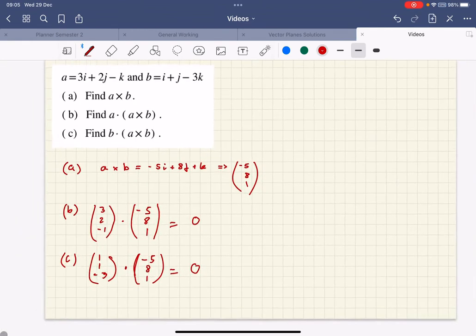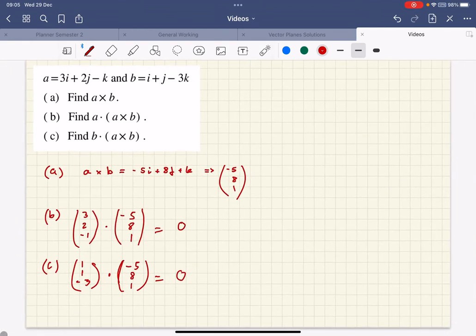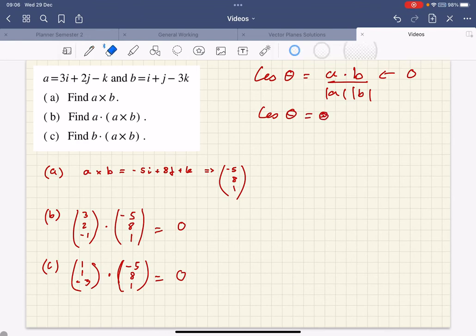Now the significance of this is, if we think back to our formula for finding the angle between two vectors, if we dot product two vectors and it gives me 0, we've got cosine theta equals the dot product of A dot B, for example, over the magnitudes. It doesn't matter about the magnitude because this thing here is 0, and cosine theta equals 0. Then theta is 90 degrees.